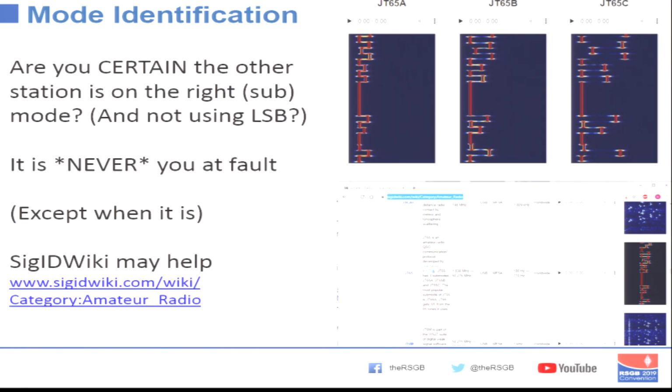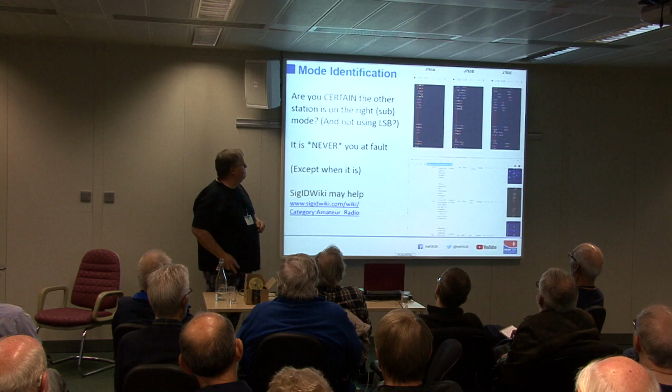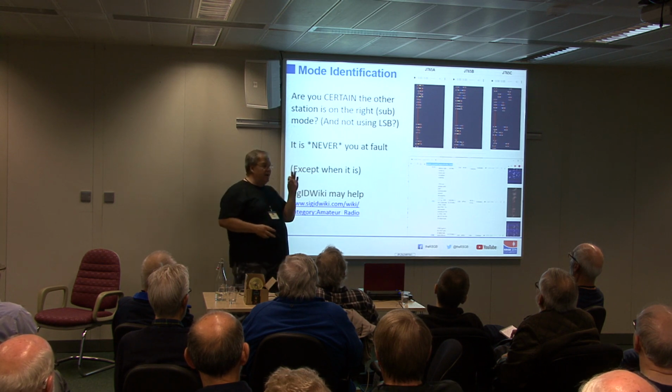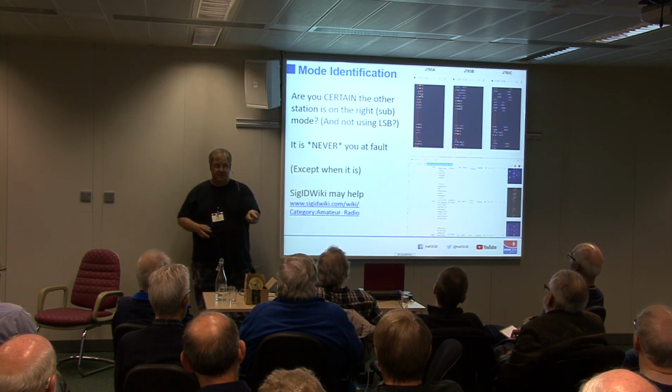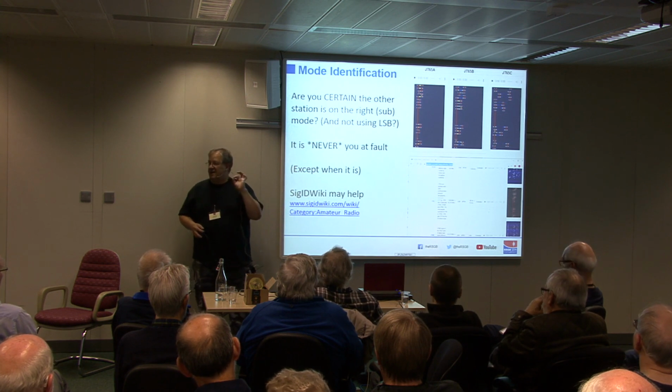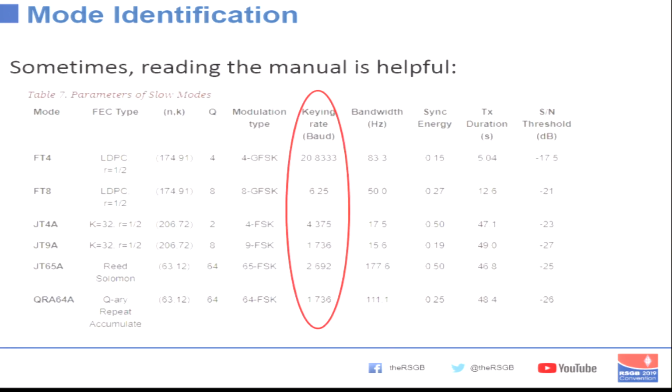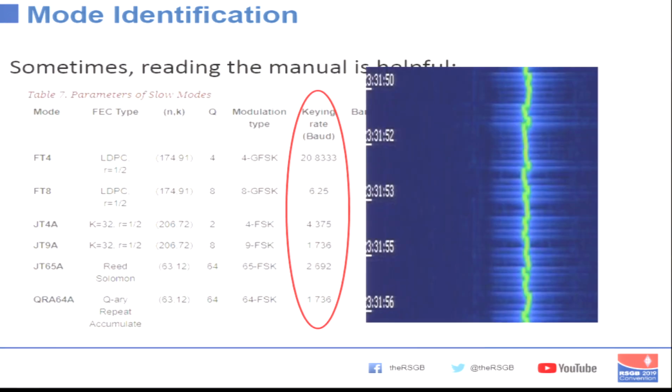On the marvellous WSJT documentation, it does actually have some useful information about how to identify it. But SIG ID Wiki is a thing to look at. If you're feeling really keen, please add some information to it, because they haven't got all of the recent modes. Sometimes reading the manual is really helpful. It tells you the keying rate. So if you've got something that looks like that, you can work out that's probably FT8 because it's 6 and a bit per second. So if somebody's on the wrong mode, that's one way of telling.